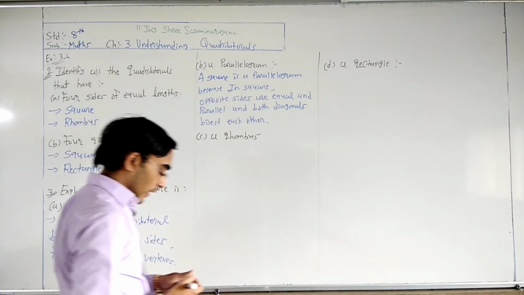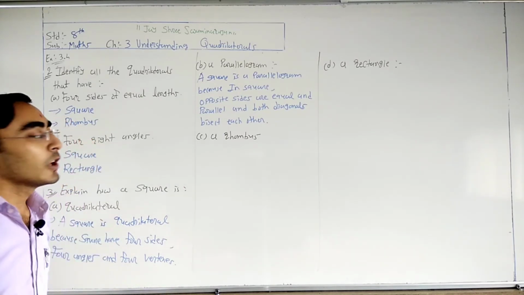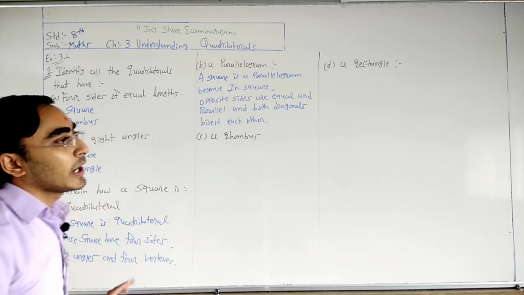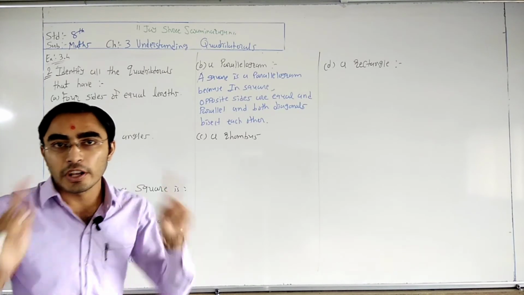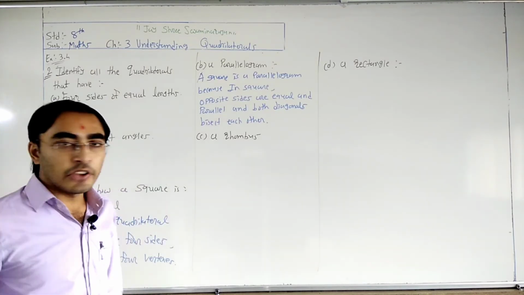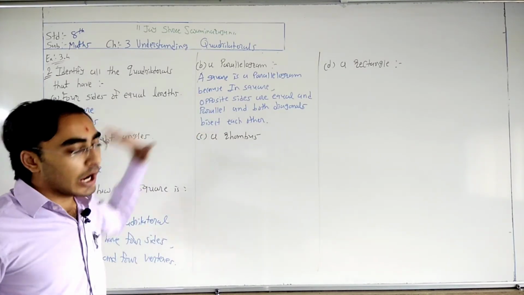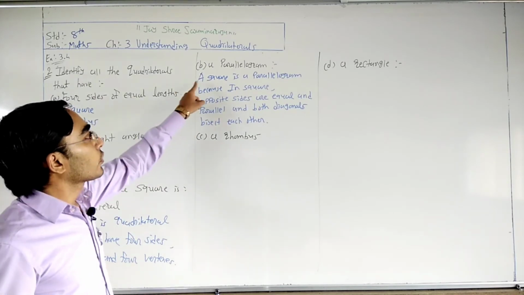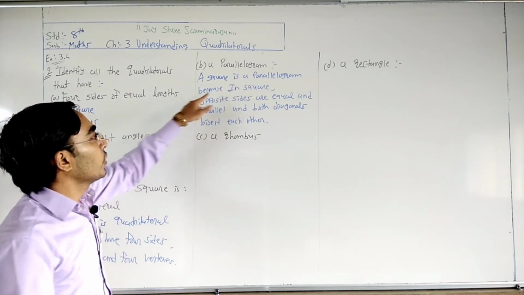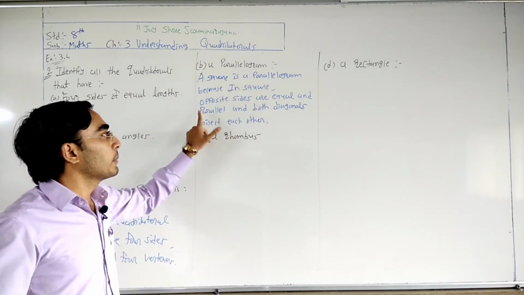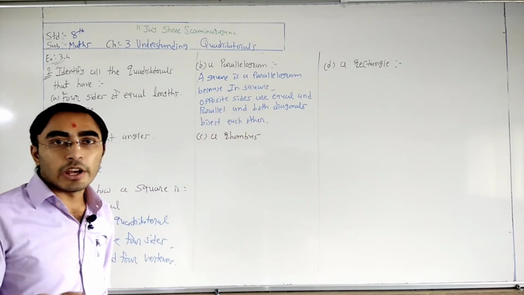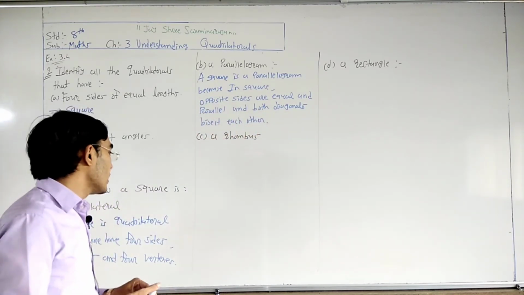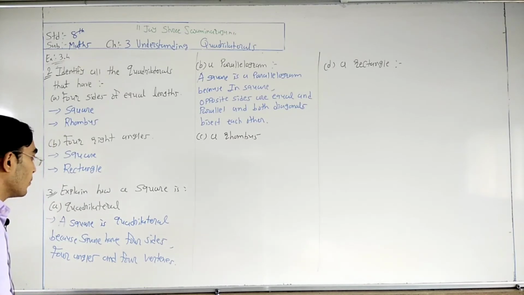Okay? Why is a square a parallelogram? Because for a parallelogram we want opposite sides equal and parallel and diagonals bisecting each other. So that property we have in this square. That's why a square is a parallelogram, because in a square opposite sides are equal and parallel and both diagonals bisect each other.